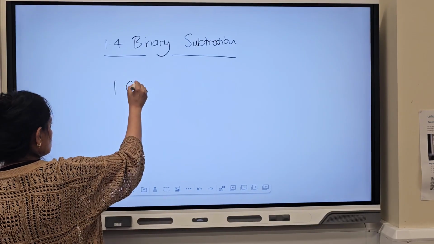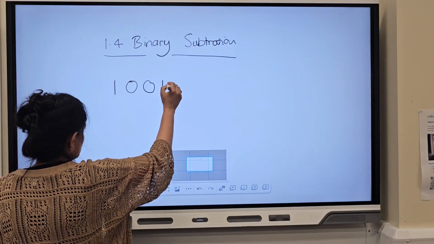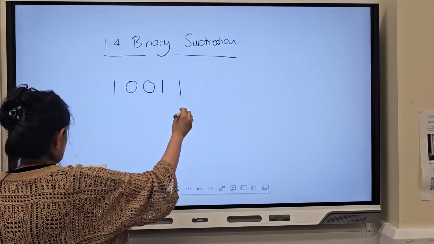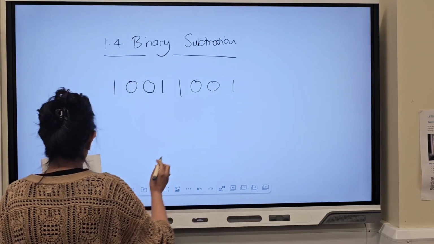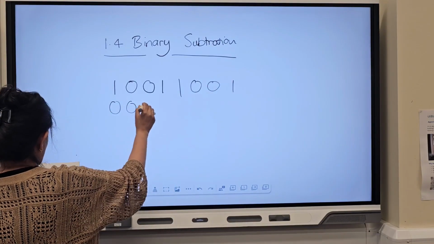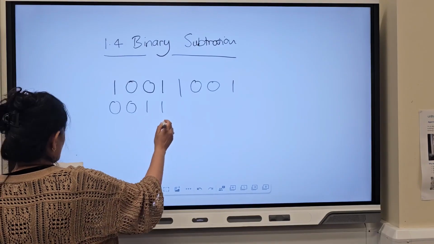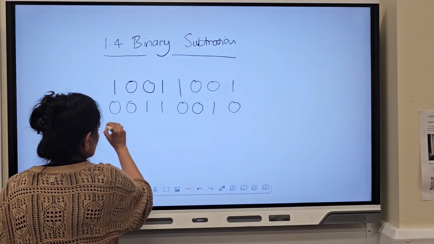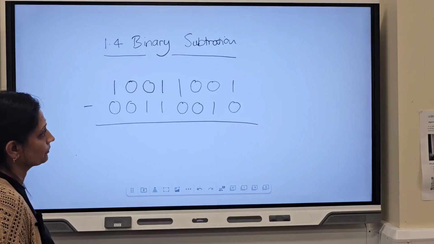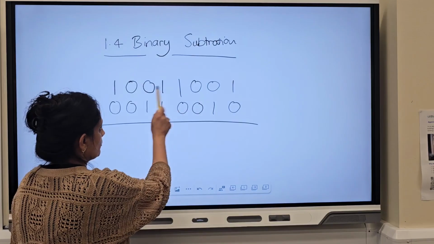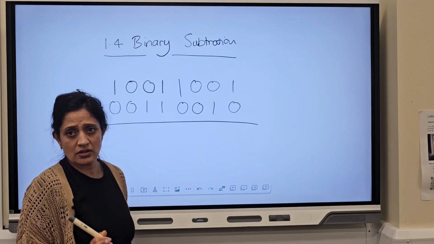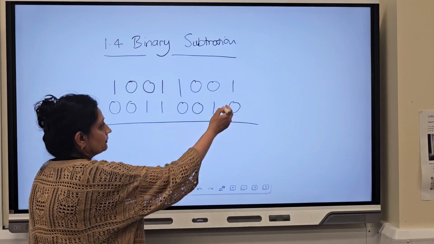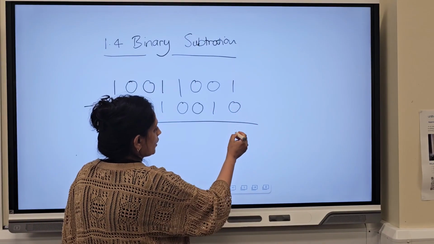And 1 more to practice. Okay. So, a little bit more. I mean, this is as challenging as it's going to get when it comes to 8-bit binary subtraction. So, 1 take away 0 is 1.